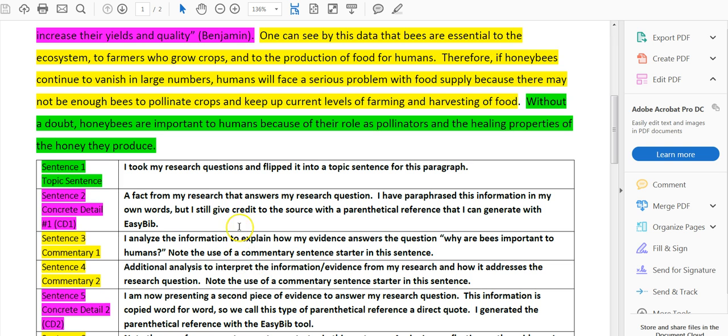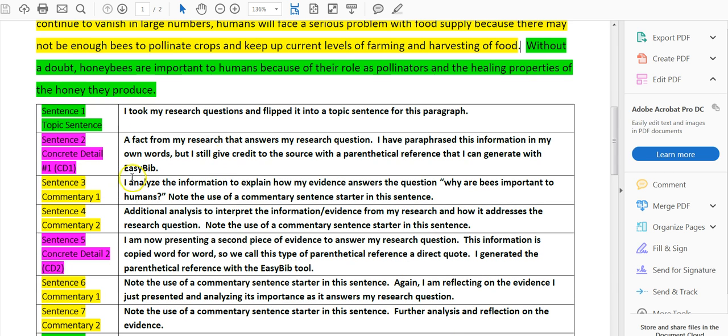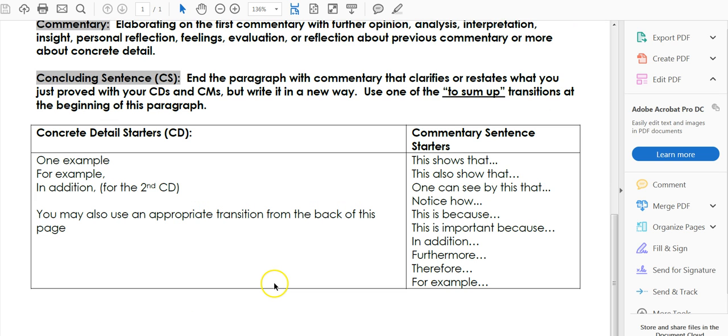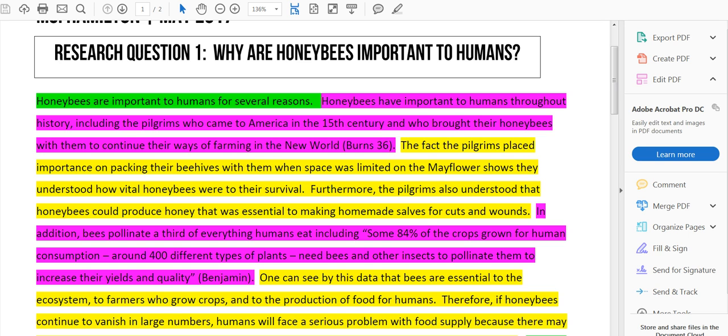On the handout that I will give you to accompany this video, I have given you written notes on how I have broken down this information. You will also note that I have used transitions to help introduce each concrete detail and each commentary. You can look back at your handout with the overview of the Schaffer method to see the list of possible transitions. In conclusion, I have 8 sentences with 2 chunks.